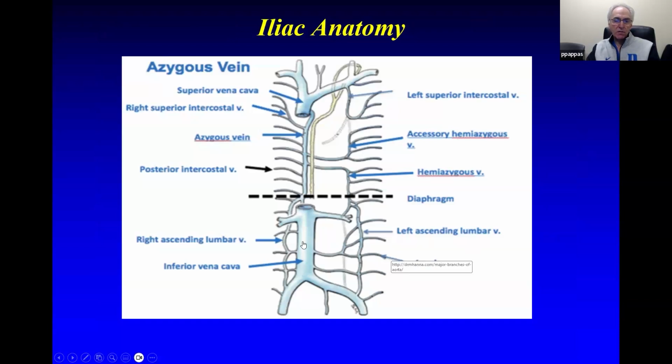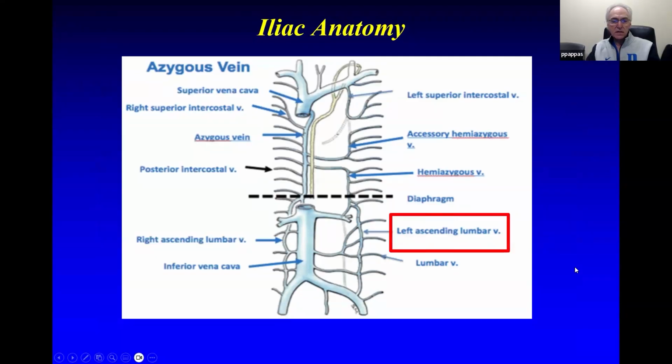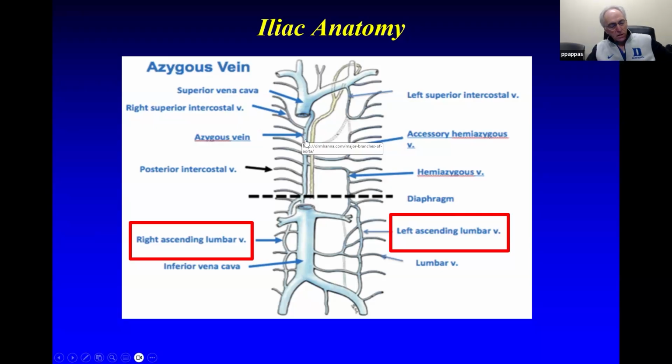Another way to look at it, again, infrarenal IVC. This is your ascending lumbars. So left ascending lumbar, right ascending lumbar. Here's your diaphragm. Here's your azygos system and your hemiazygos system. And we learned that this comes from the supracardinal veins. Pardon me. This is your anterior cardinal veins up here.